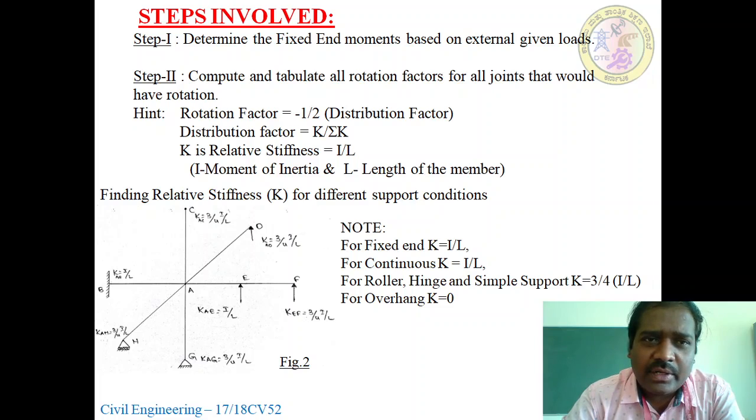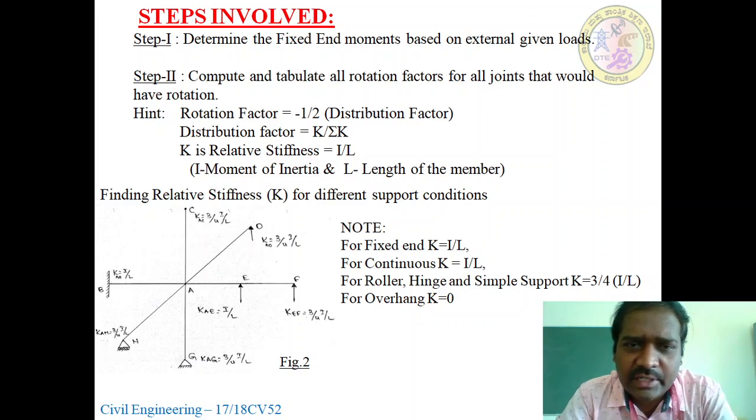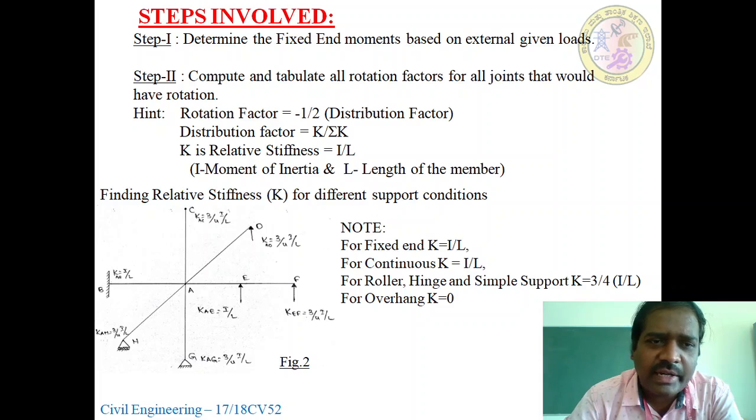In the second step, compute and tabulate all rotation factors for all joints that would have a rotation. The rotation factor is equal to half of the distribution factor. You have already tabulated the distribution factor in the moment distribution method. The distribution factor is the relative stiffness to the summation of the relative stiffness for the particular joint. K is the relative stiffness, the moment of inertia to the length of the member. You have already considered how the K value is found for the different support conditions in the moment distribution method.